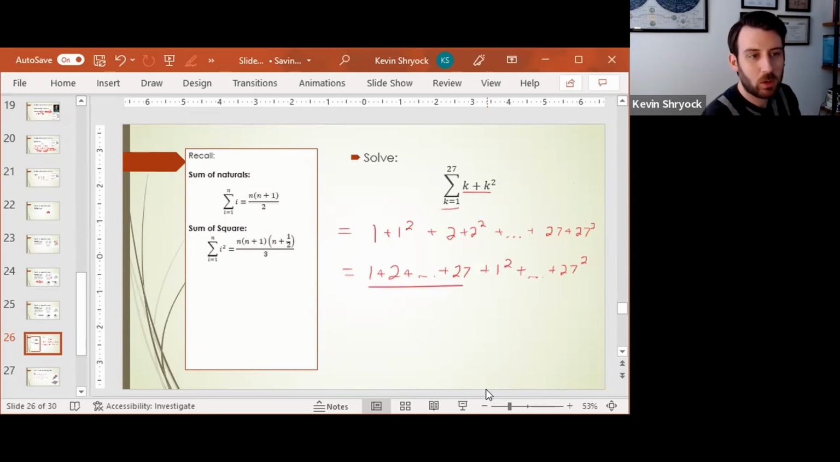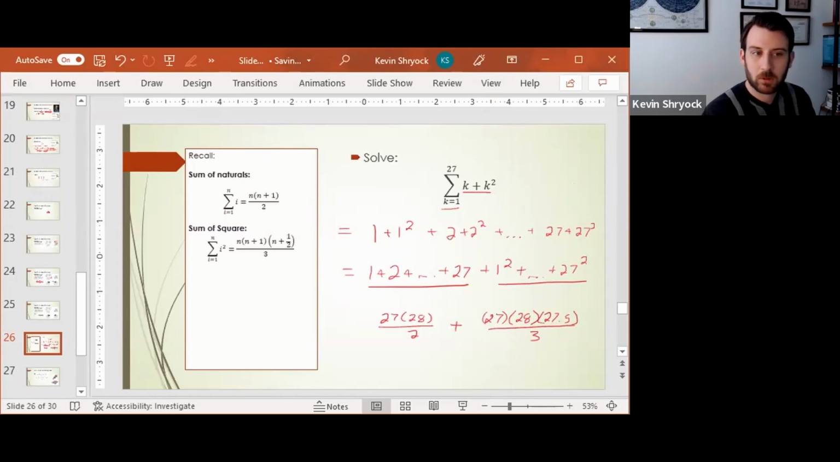Well, this is something we have a formula for. This is adding up of everything between 1 and 27. I know how to do that. That's going to make a rectangle with dimensions 27 by 28, where I only care about half of it. And this one I have a formula for. This is the sum of all those squares up through 27. This is going to be a box whose dimensions are going to be 27 by 28 by 27 and a half, where I only care about 1/3 of it. So there's our summation.